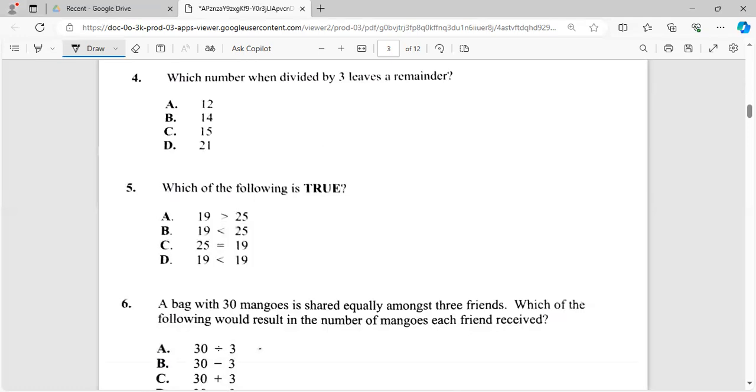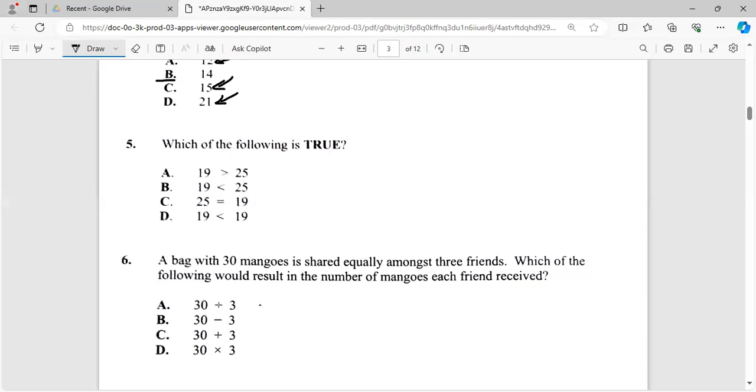Which number when divided by 3 leaves a remainder? So all we have to do is just look for the multiples of 3. 12 is a multiple of 3, 15 is a multiple of 3, and 21. So that would be 40. Which of the following is true? 19 is greater than 25. That is not true. 19 is less than 25.